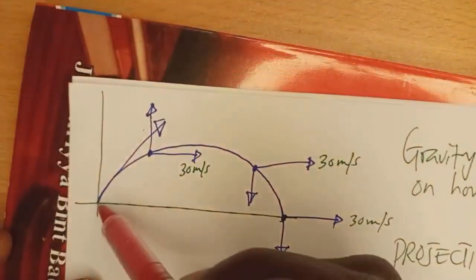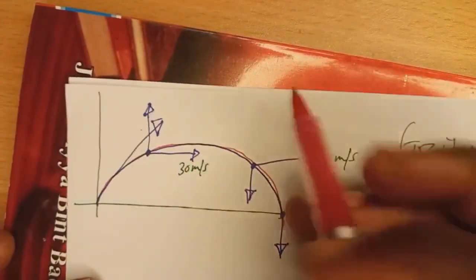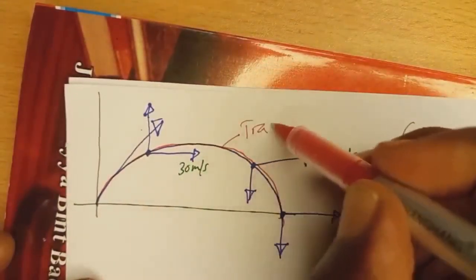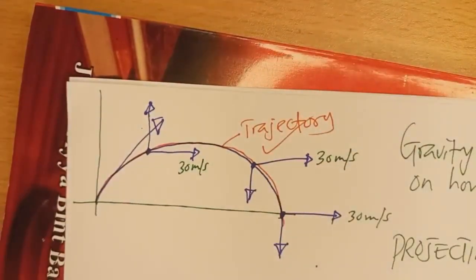Then the path followed by a projectile, it has a name. We call it trajectory. Look at this. This is the path it follows. So this path has a name, and the name is trajectory. Also, don't forget this one. Very, very important.